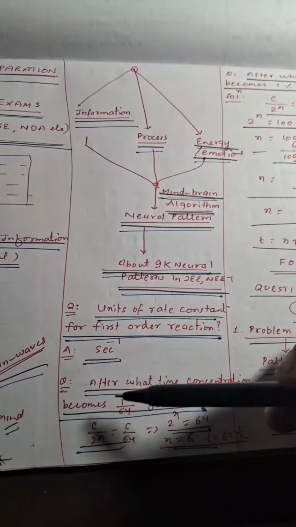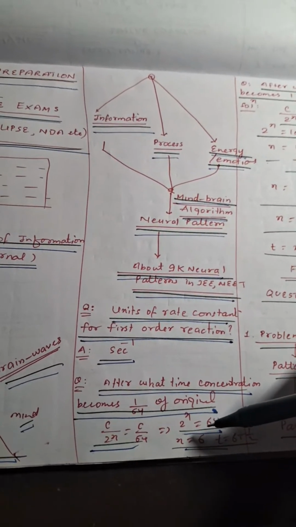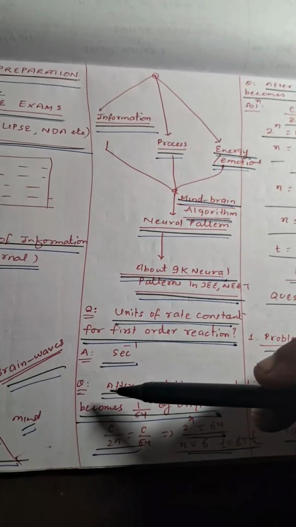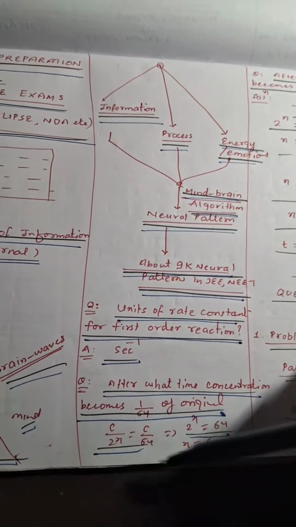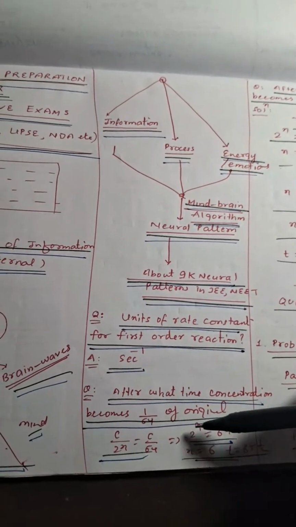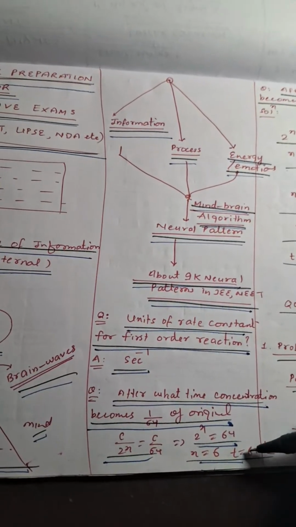After what time does the concentration become 1 by 64 of the original? So you must be able to retain the fact that after n half lives, concentration is C divided by 2 raised to power n, and it is given to be C by 64. So here 2 raised to power n is 64, so n comes out to be 6. So the time will be 6 times the t half.